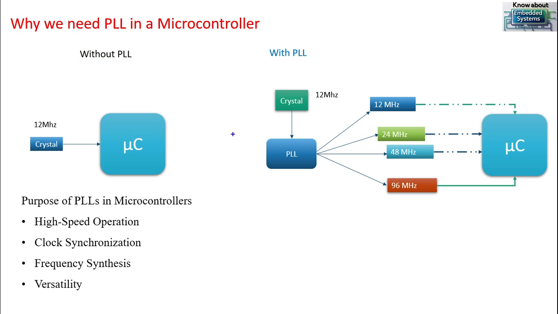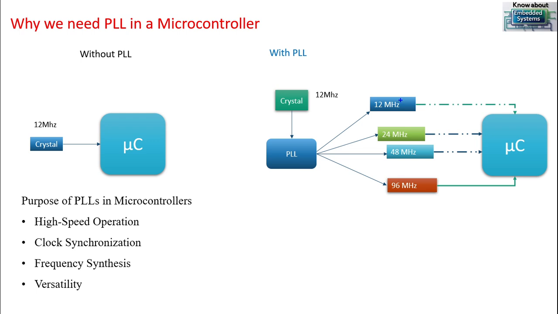Now let us go to the second scenario, with PLL. Here I have a crystal oscillator running at 12 megahertz, and I also have a PLL, phase locked loop. With the help of this PLL I'm able to generate new, different, higher frequencies. For example, 12 megahertz, 24, 48, 96 and it goes on. For example purposes, I have considered that the PLL is able to generate up to 500 megahertz.